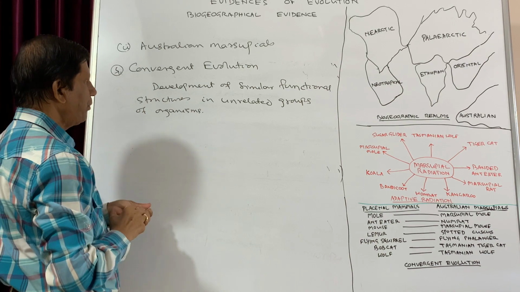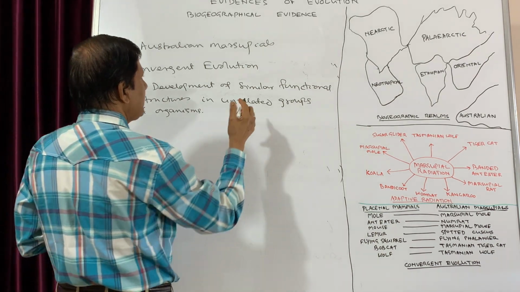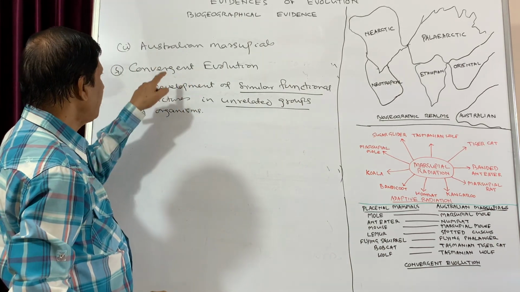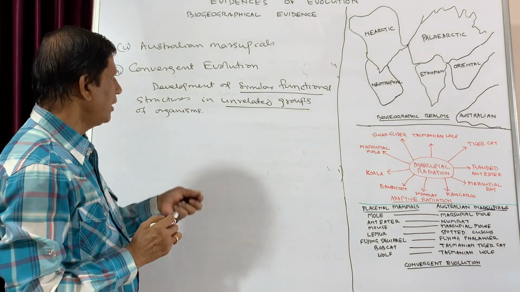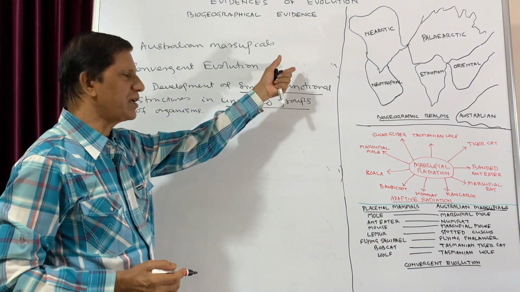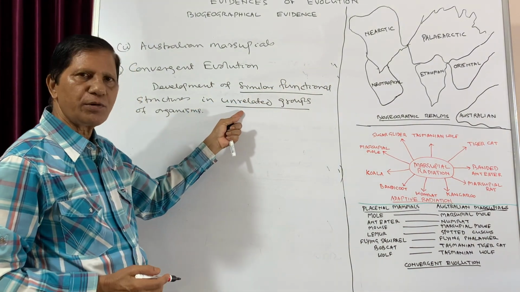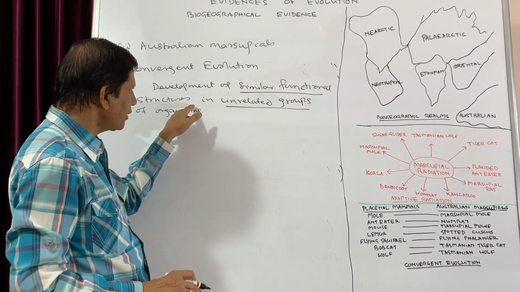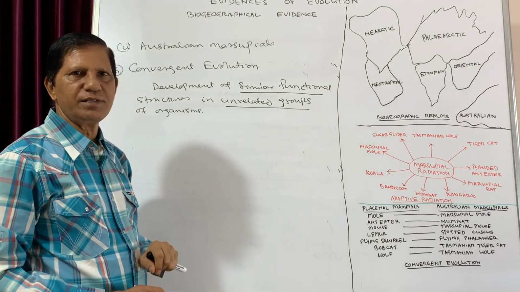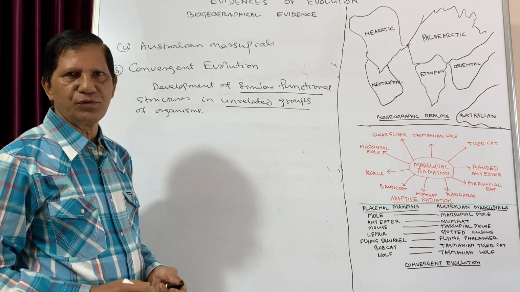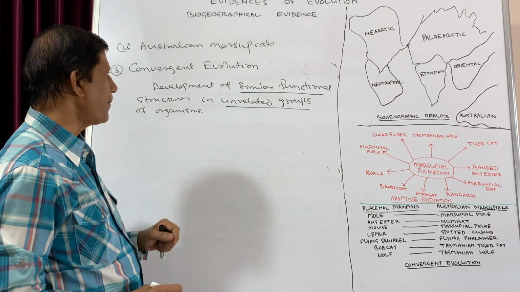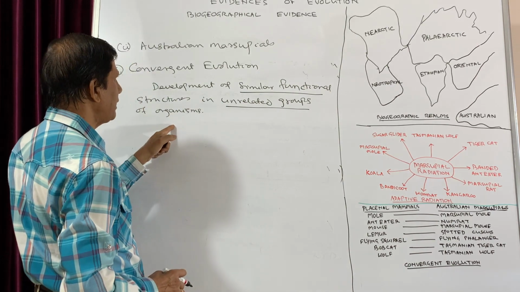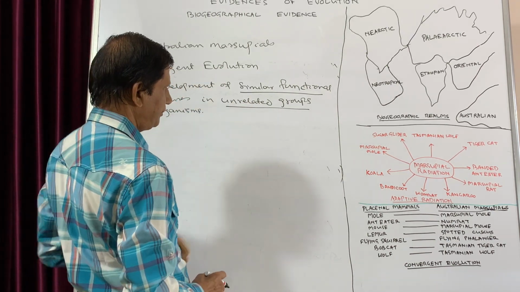So here you give importance to two points: similar functional, unrelated groups. Now in case of divergent evolution, what have we discussed? We have discussed different functions, but the ancestors are the same. But here it is just the reverse. Here is the development of similar functional structures in unrelated species. You should not get confused, because this is important from the examination point of view. So development of similar functional structures in unrelated groups of organisms is known as convergent evolution.